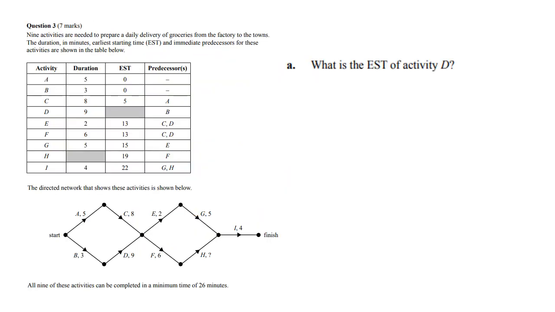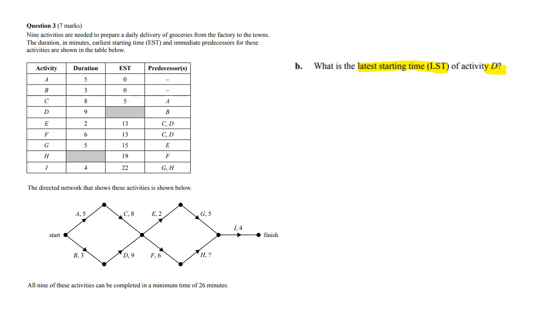Okay, what is the EST for D on our diagram below? This is D here, and obviously you only need B before it, so 3. That was straightforward. Okay, what is the LST of D?